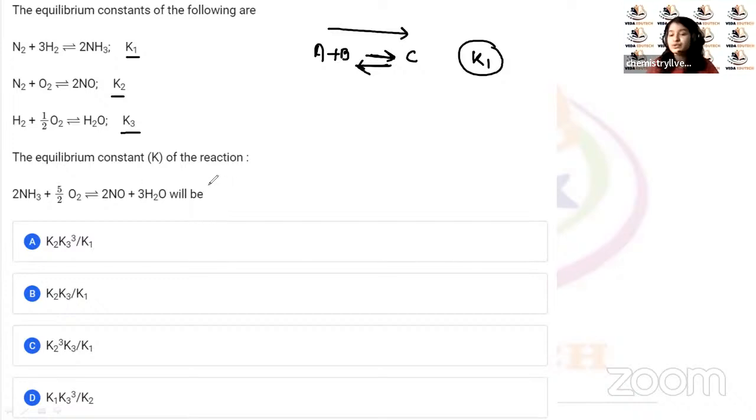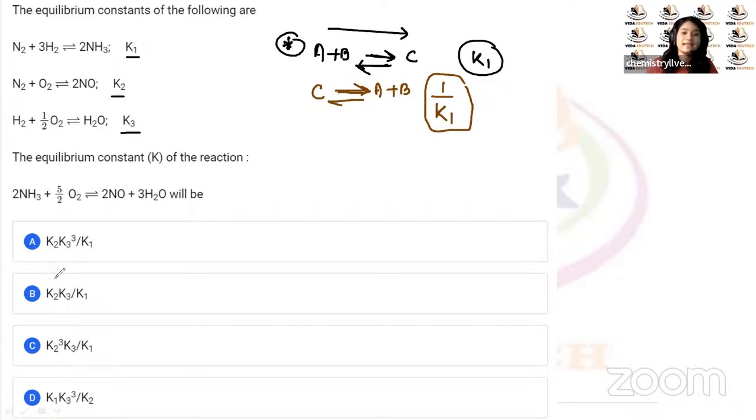Now what do you do? You are going to do the backward reaction, that is C gives rise to A plus B. If it is something like this, then this is just the reverse of the first reaction. That's why the new equilibrium constant is going to be 1 by K1. So when you do the reverse of the exact reaction, that is going to give you 1 by K1, right? So that is the first concept from here.